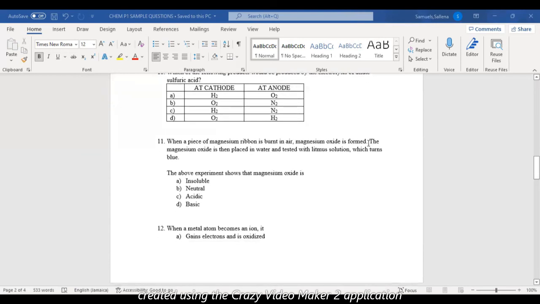Question 11. When a piece of magnesium ribbon is burnt in air, magnesium oxide is formed. The magnesium oxide is then placed in water and tested with litmus solution, which turns blue. The above experiment shows that magnesium oxide is basic. Yes, when litmus turns blue, it shows that whatever substance is being tested is basic.